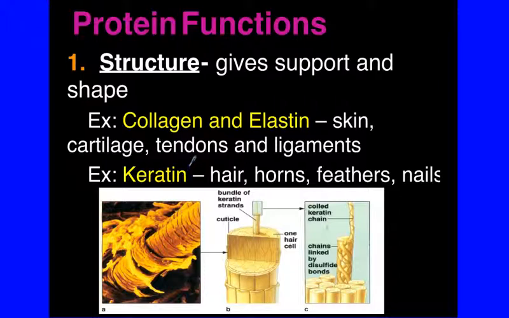Keratin is another very important protein found in your hair and your fingernails, and also in birds. It makes up the feathers, and in animals like deer and rhinoceros and elephants, it helps make up the horns or the antlers. It's a very hard waterproof substance that helps make up those body parts.